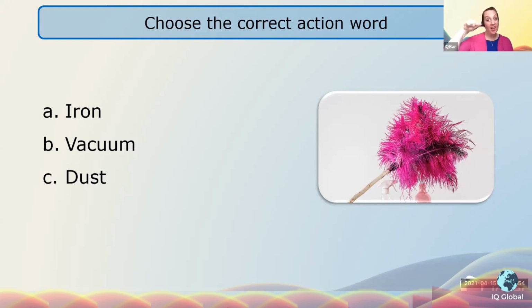Well, I can't see an iron and I can't see a vacuum cleaner, I can see something that is used to dust things. So our action word is dust. You could make a sentence saying dust the wall or dust the shelves.